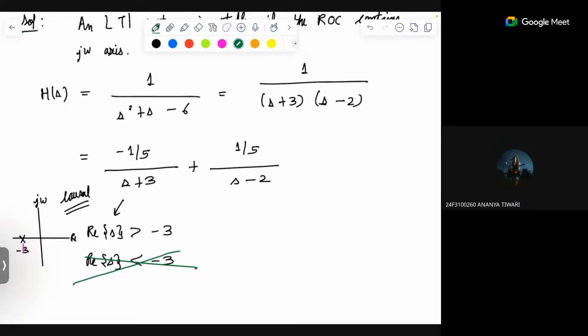Now let us go to the second one. The pole is at s is equal to 2. If I take this to be causal, then ROC will be real of s greater than 2. If it is greater than 2, it will again never have j omega in the ROC, right? Are you able to see this? Yes, Ananya?